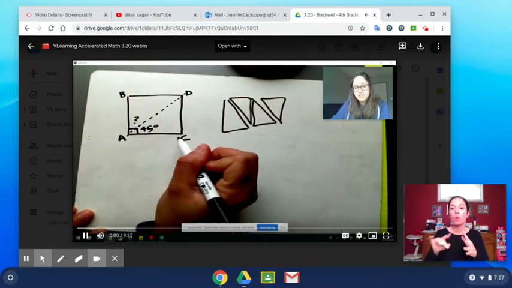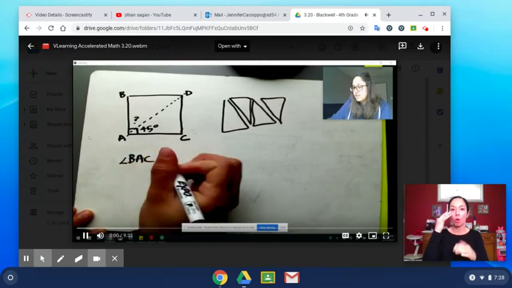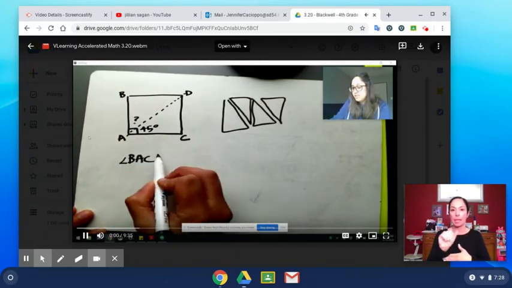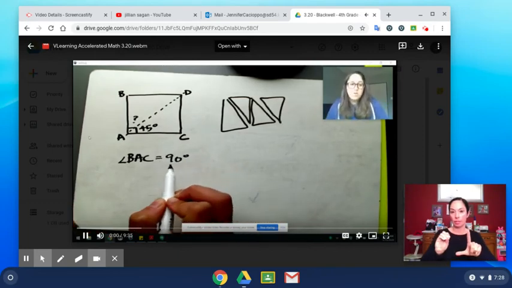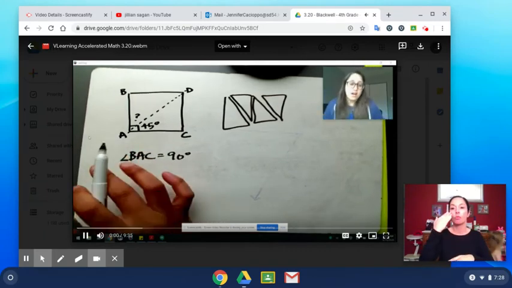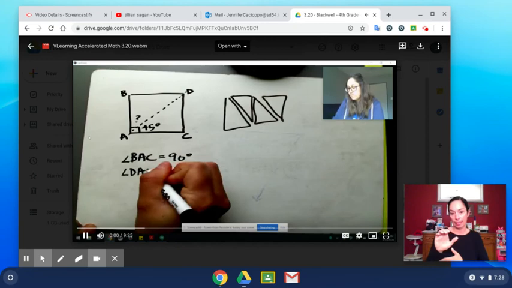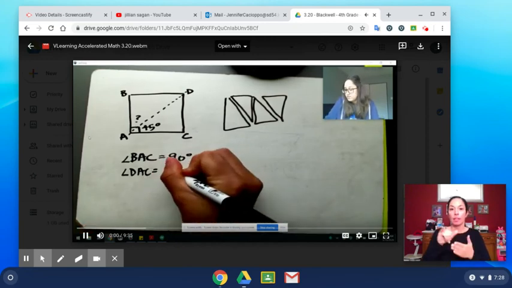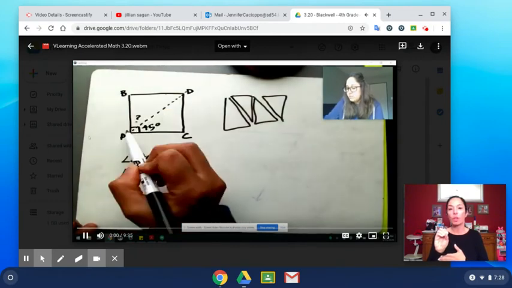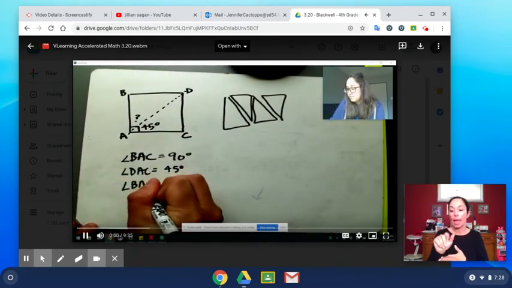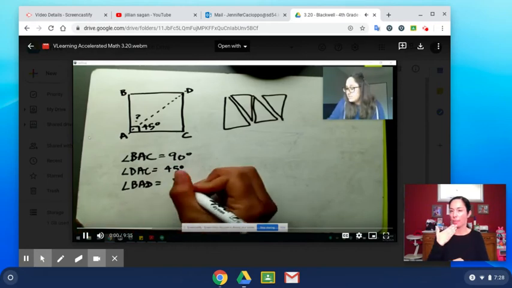As we look at this square, we know that angle BAC, right? Angle BAC, that's the right angle. That's 90 degrees. Then we know that the angle that we cut, which is angle DAC, is 45 degrees. So this angle that we're trying to find, angle BAD, is that mystery angle.